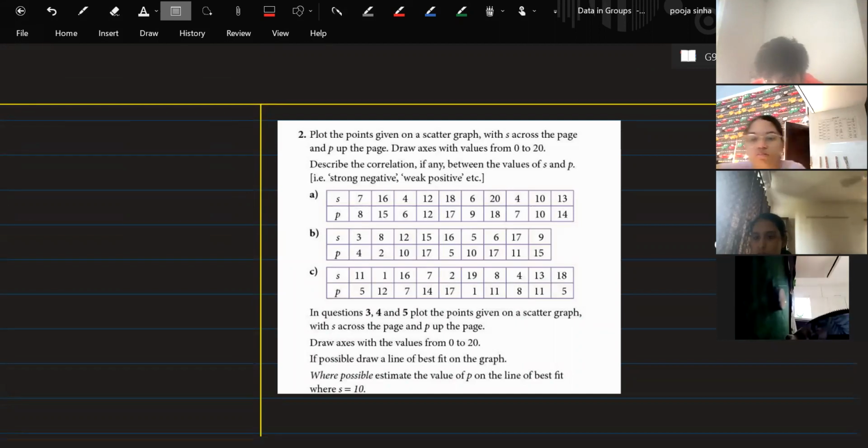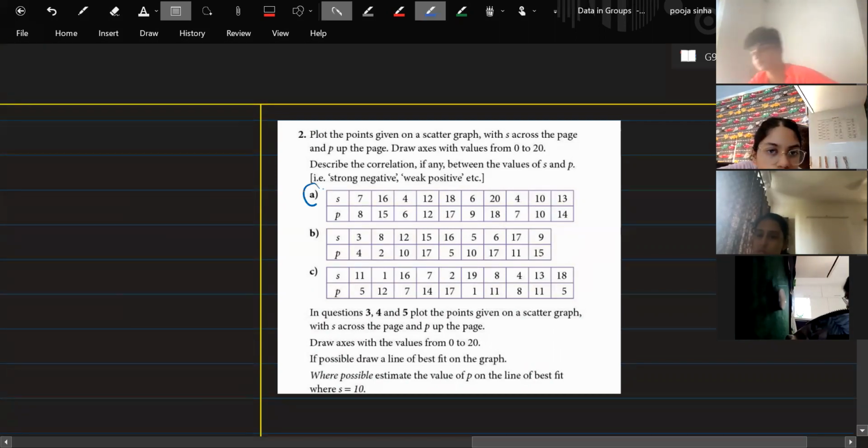Yes, Shamik, read this question. Plot the points given on a scatter graph with S across the page and P up the page. Draw axes with values from 0 to 20. Yes, I want you to do this first one quickly. Jaldi se banao. First one. Second, this one I want to do. I don't have the graph page. Make it on a paper, but just take the points properly. Use a scale.